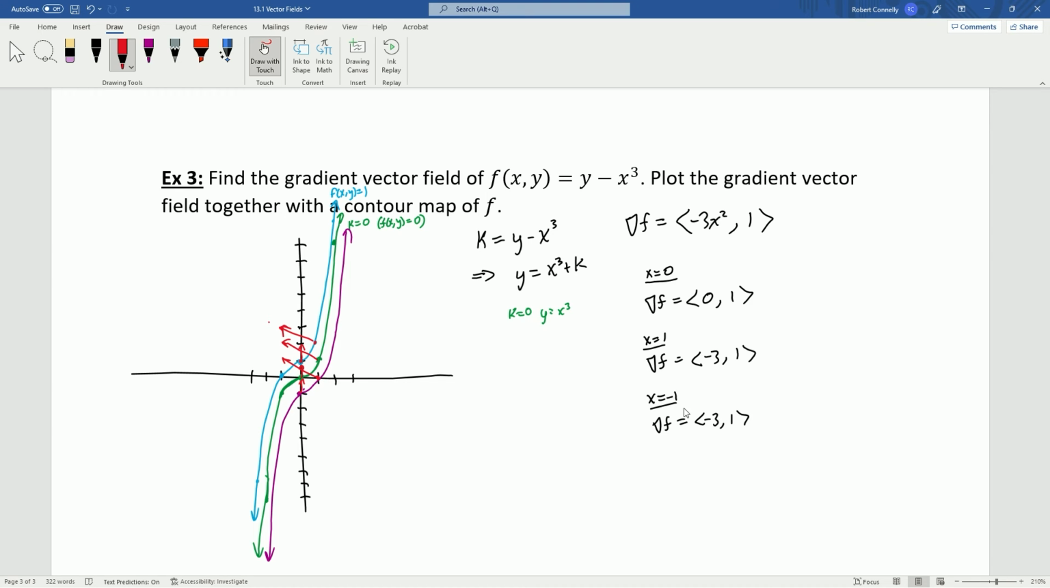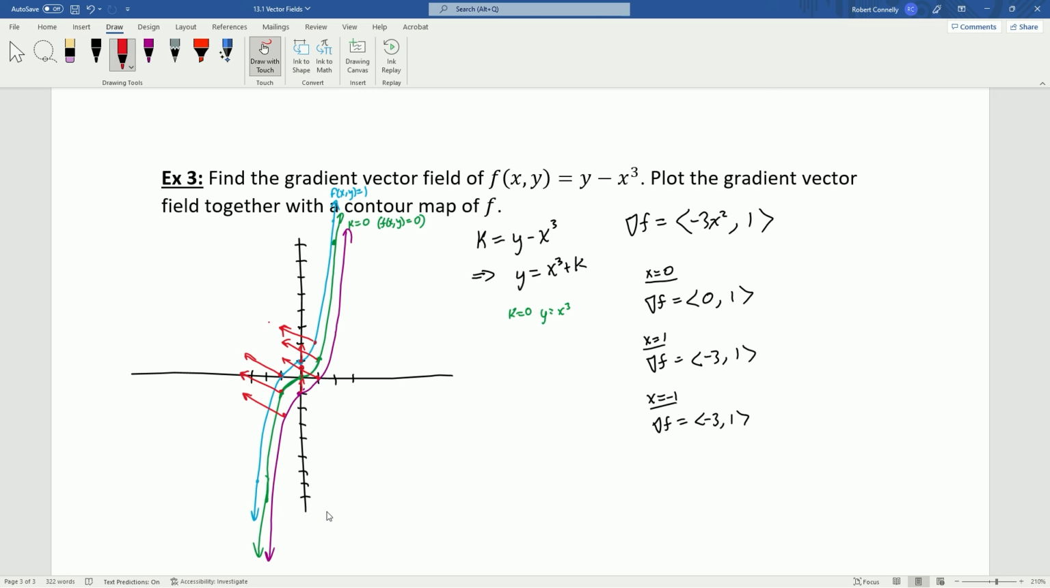All right, and when x is negative 1, we get the same sloped vectors. So I'm just going to try to get them close. It doesn't have to be perfect. Okay, the point here is twofold. First is to recognize that there's some sort of relationship happening here between the gradient vector field and the contour map. Second is to remember what that is, actually.